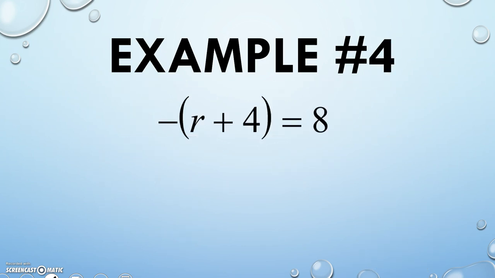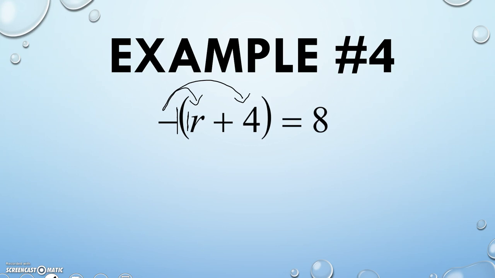Alright, last one. Now, this looks a little funny. There's not a number on the outside, but there is a sign on the outside. And if we think about this sign, this is a negative. Okay? And just like with a variable, when we don't have a number in front of the variable, we write a 1. That's going to be the same thing here. So anytime you just have a negative, it's like a negative 1 that we're going to distribute to everything inside the parentheses.